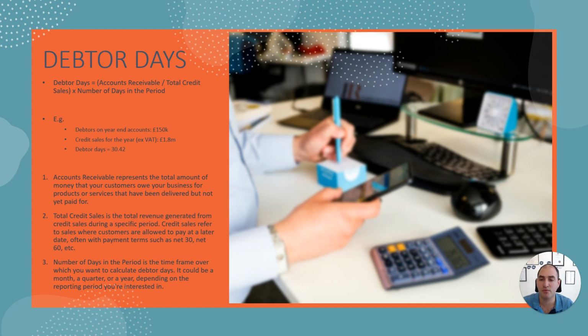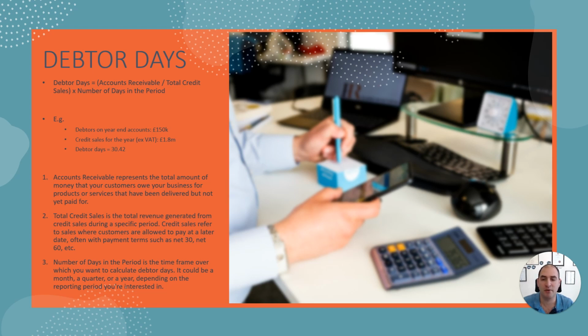The accounts receivable represents the total amount of money that your customers owe your business for the products or services that you've delivered but they have not yet paid for. The total credit sales is the total revenue generated from credit sales during a specific period. Credit sales refer to sales where the customers are allowed to pay at a later date, often with payment terms such as 30 days, 60 days, etc.